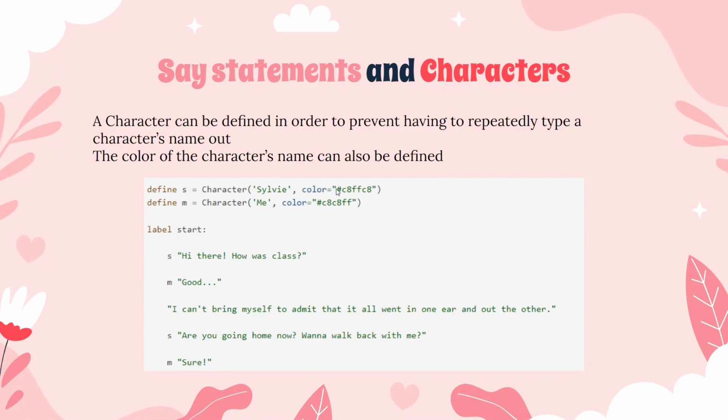But if you'd like, you can put color equals and then put a hex code of the color you like. And then that will change the color that the name will show up as in Ren'Py. So if you want to associate different colors with different characters, that's how you do it. And then here, start is where the program starts. And so once you've defined a character like this above the start label, you can just put S and then Sylvie's dialogue instead of having to repeatedly type Sylvie every time you want her to say something.